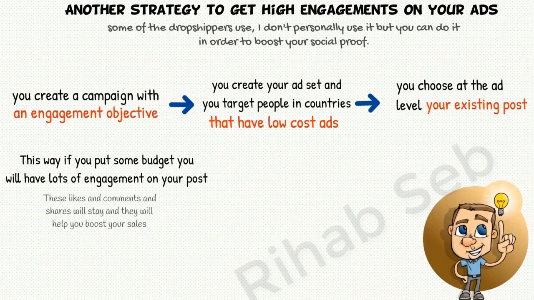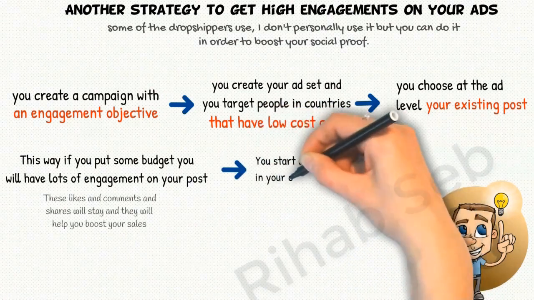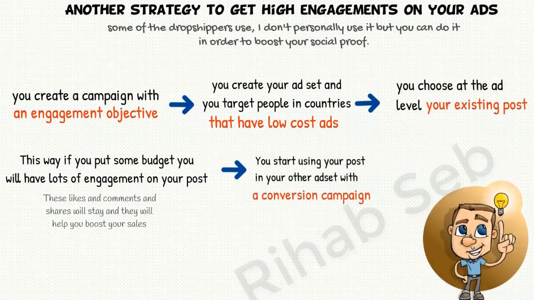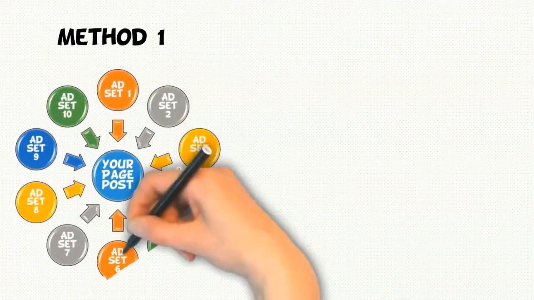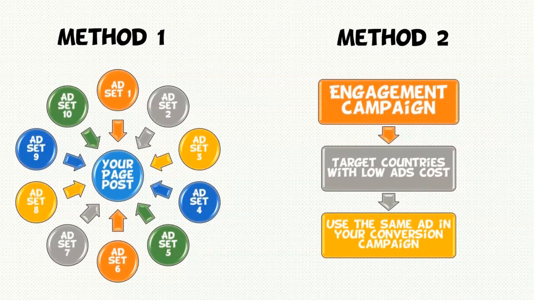So after collecting all these social proof, you go back and you start using your post in your other ad sets, but now with a conversion campaign. So these are the two different methods to get high engagements on your post. You can work with any one of them, or you can choose to work with both of them.